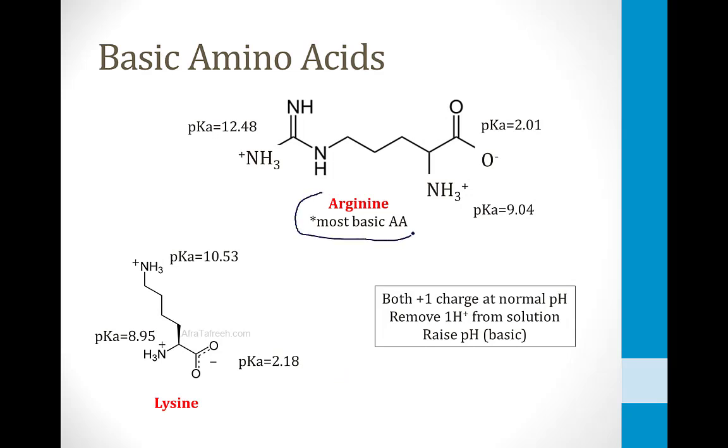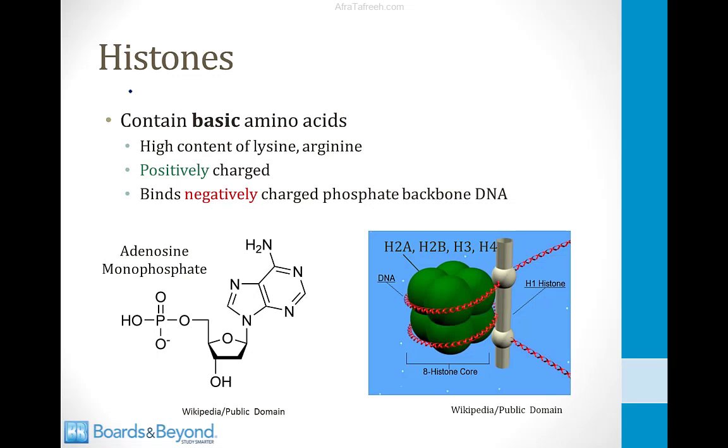There are two basic amino acids, arginine and lysine. Arginine is the most basic. It is the strongest base because its side chain has a very high pKa. Lysine is also basic with a side chain that has a pKa of 10.53. Both of these have a +1 charge at normal pH, which means they tend to remove one H+ from solution at normal pH. And when you remove H+ from solution, you raise the pH, and that makes these basic amino acids. You can find large quantities of basic amino acids inside of histones in the nucleus of cells.